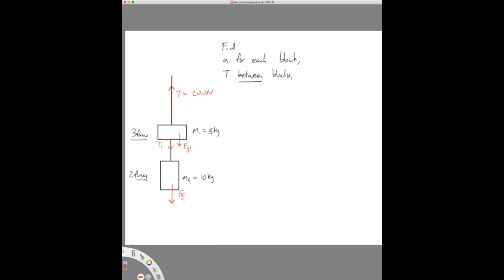And we'll call that force of gravity 2. And then there's also a tension acting on block 2 that is pulling it upward. So that force, we can call it tension 2. Okay, so from my perspective, that's the first step.